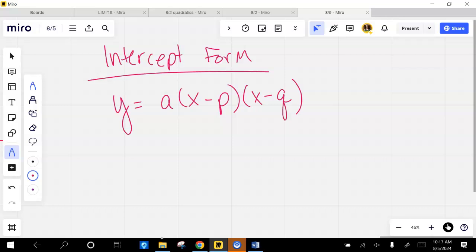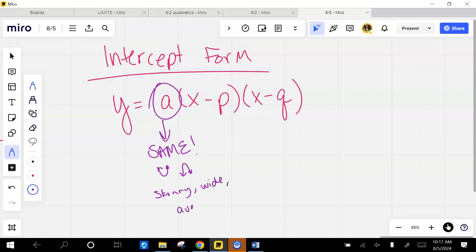Now, what do you notice is still the same? A, it never goes away. Guess what? It still tells me the same thing. It tells me up or down. It tells me skinny, wide, or average. I'm not going to write down what, and you can write it if you want to.